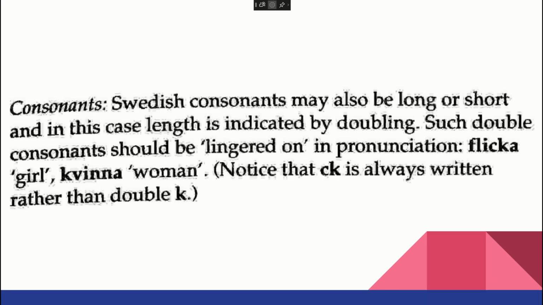Consonants: Swedish consonants may also be long or short. In this case, length is indicated by a double consonant. Such a double consonant should be lingered on in pronunciation. See the CK. Generally in English we would write double K, but here we use CK, replacing double K. We pronounce it like flicka. Flicka is girl. Kvinna is woman. Here double N is used for kvinna. We are dealing with consonants, not only the CK, but other consonants also.